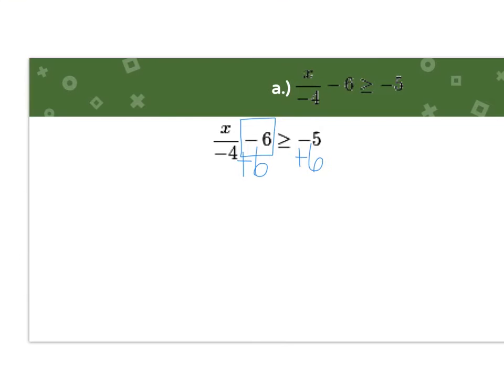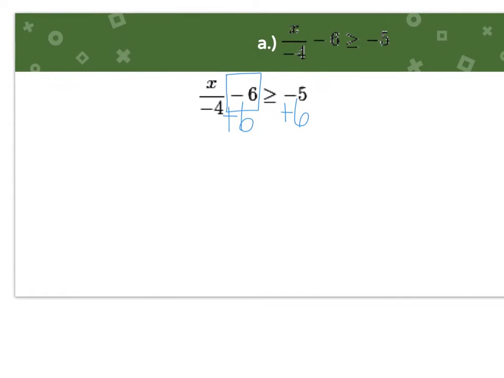This will cancel out the minus 6 and leave you with x divided by negative 4 is greater than or equal to, then you have a negative 5 and a positive 6. They're different signs, so you subtract. 6 minus 5 is 1, and 6 is a larger number, so it stays positive. So we're at x divided by negative 4 is greater than or equal to 1.